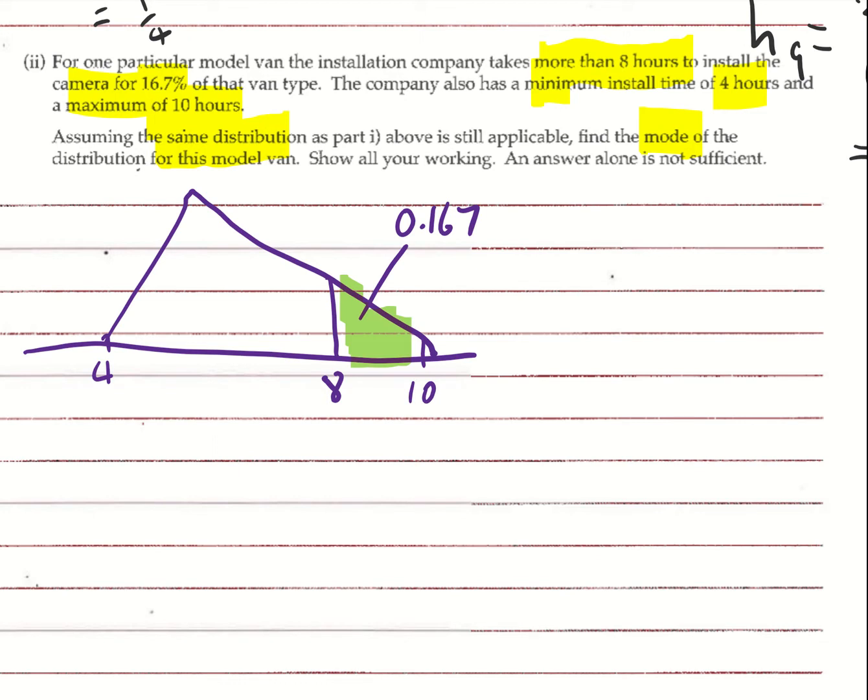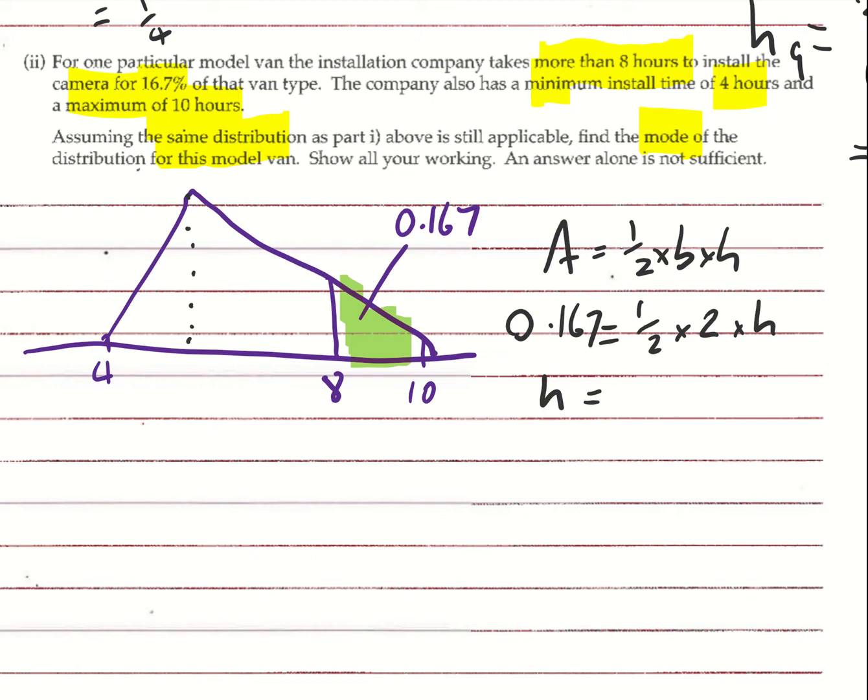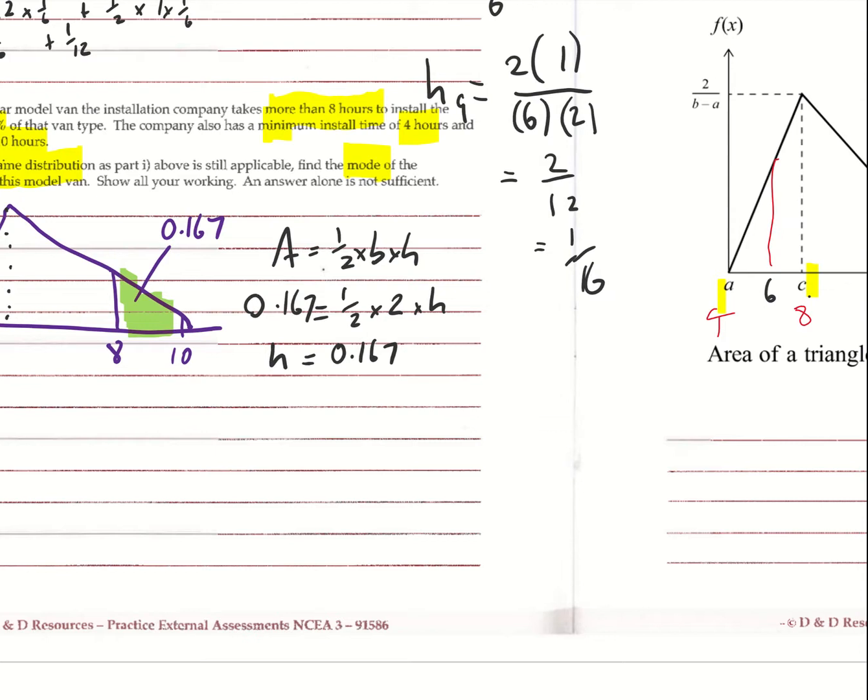Okay, so how am I going to do that? I know that the area equals a half times the base times the height, and I know that the area is 0.167, and in the end I'm going to find that, but I've got a half times my base, which is 2, times my height, and so look, a half times 2 is 1, so I know that the height at that particular point is equal to 0.167. So let's have a look at the formula and see what we can get from here.